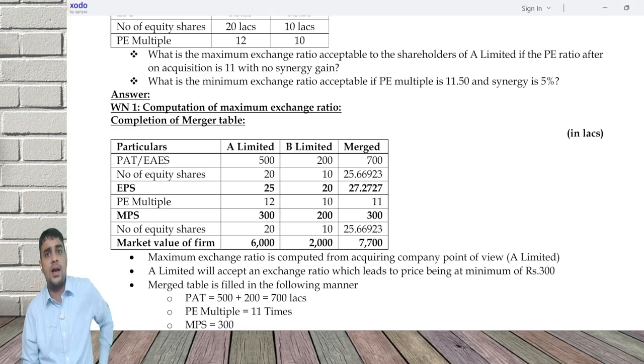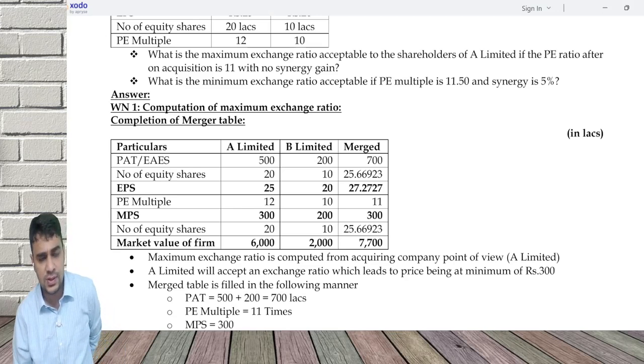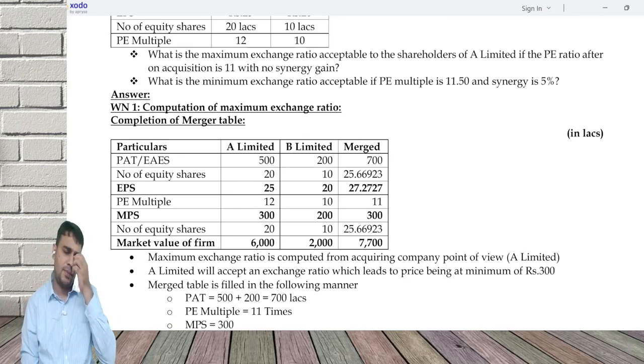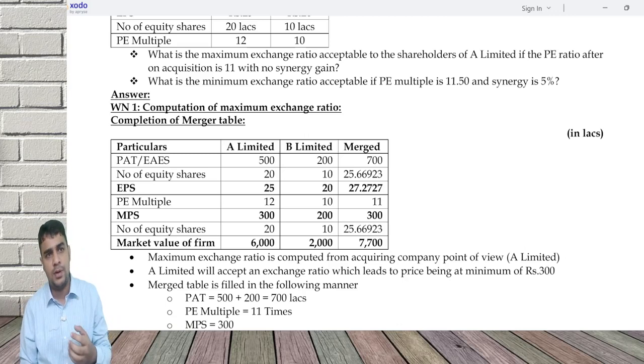In the last class, we were doing mergers and acquisitions, where we learned the basics of M&A, that there's a merger table which we prepare, which gives you all basic information related to a merger evaluation, starting from PAT, divided by the number of equity shares, you get EPS, P/E multiple, MPS, number of equity shares, and the market value of the firm. That's a basic analysis which we do in a company. After doing the basic analysis, you will prepare a merged table. In the merged table, you can add the PAT of the two companies if there is no operating synergy.